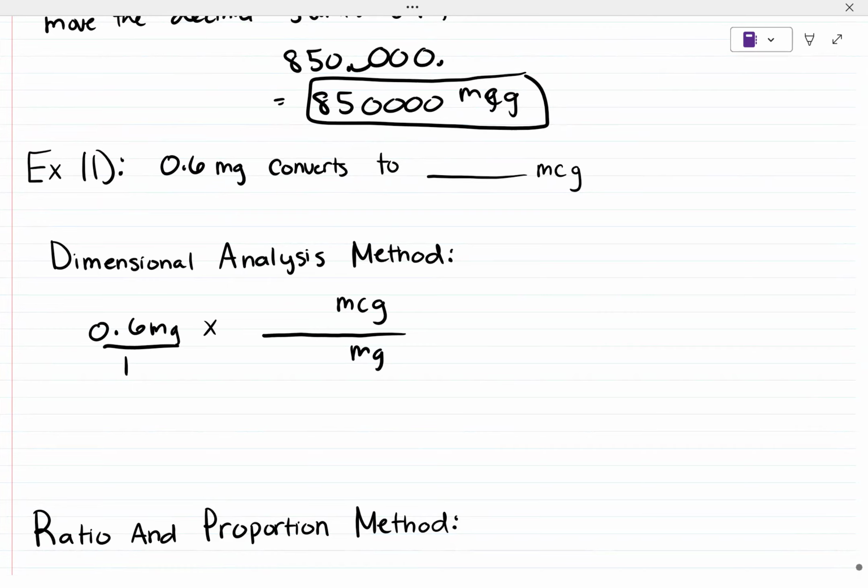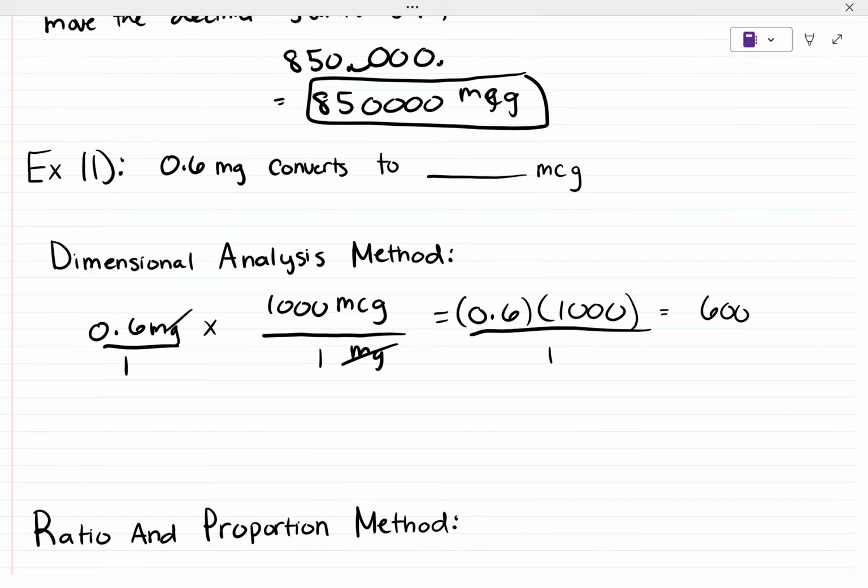What's the relationship between mcg and mg? So if we know that for 1 mg, there's 1,000 mcg. Hey, the mg cancels, so you're just left with 0.6 times 1,000. And then 1 times 1 is 1. And then you multiply across. So 0.6 times 1,000 is 600 mcg.